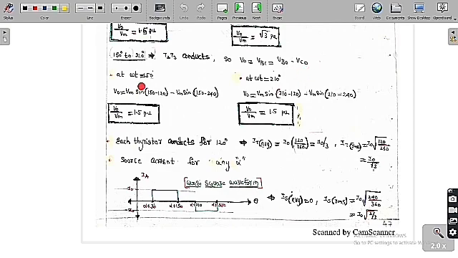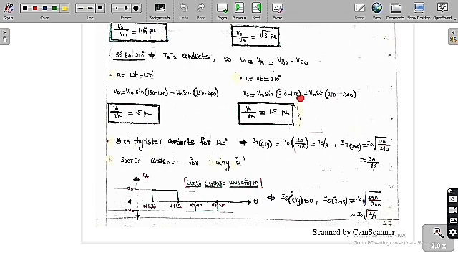So at omega t is equal to 150, I want to find what is the value. V0 is equal to Vm sin(omega t minus 120) minus Vm sin(omega t minus 240). In place of omega t substitute 150, and if you solve this one, we are going to get V0 by Vm is equal to 1.5 per unit. So at 150, its value is 1.5 per unit.